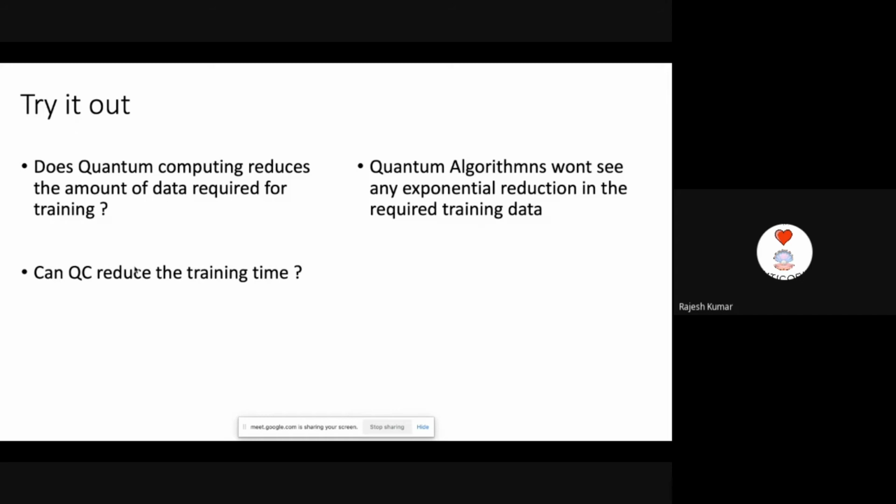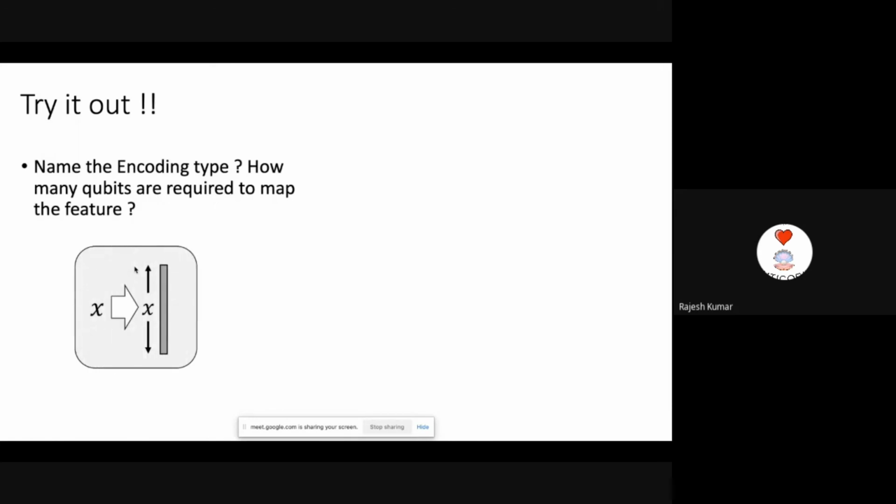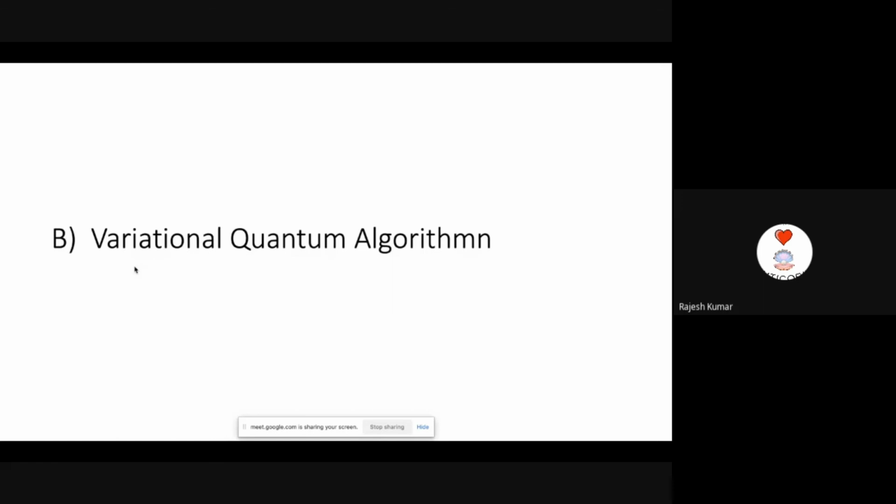So can quantum reduce the training time? The answer is yes, definitely. It speeds up the training time of the classical model. Encoding the classical data to the quantum state, as we discussed, is called a feature map, or simply data encoding. The first step is to take the data, the features, and map them to qubits. This is the first step we need to do in quantum machine learning. This one is called amplitude encoding. We discussed this, just be aware of it also.